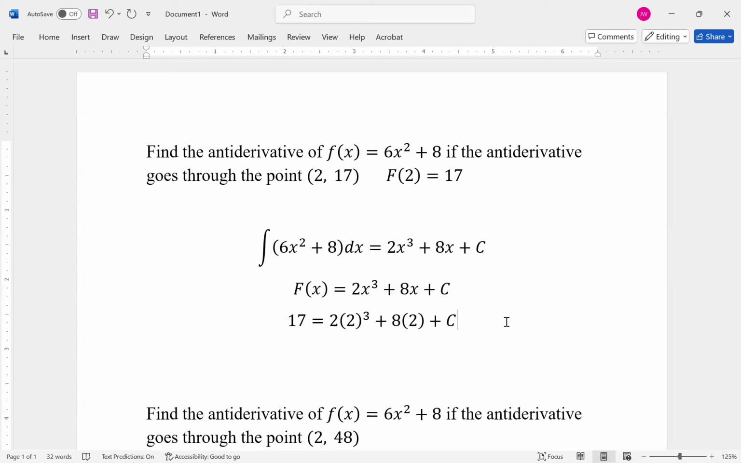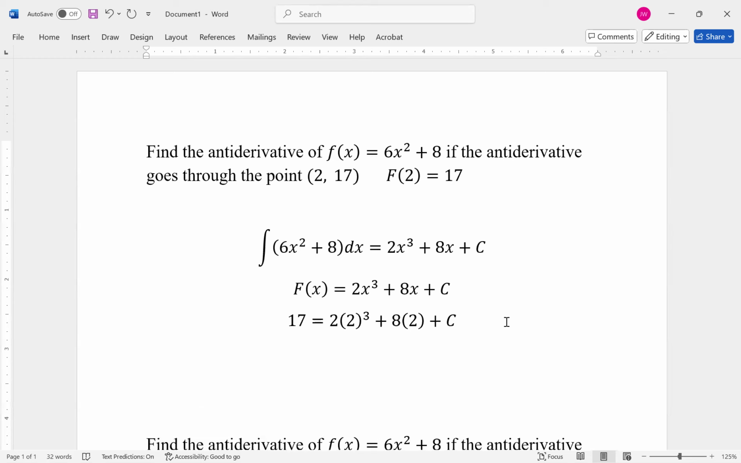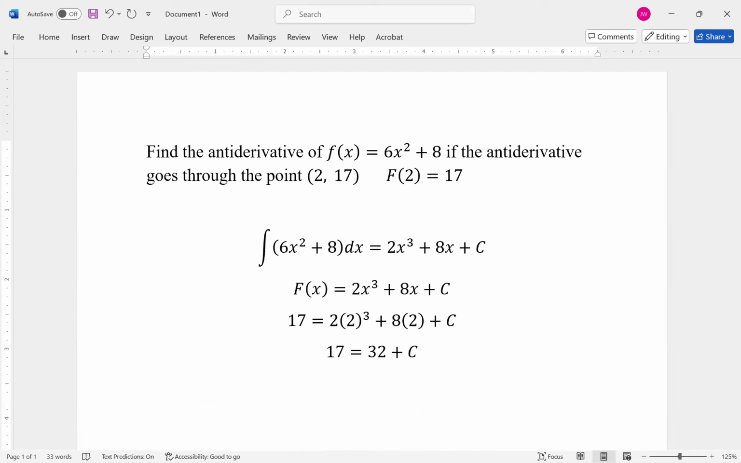So 2 times 2 to the third plus 8 times 2. On the right-hand side, that's 32. So I get 17 is equal to 32 plus c. And basically, that means c is negative 15. All right, just subtract 32 from both sides.